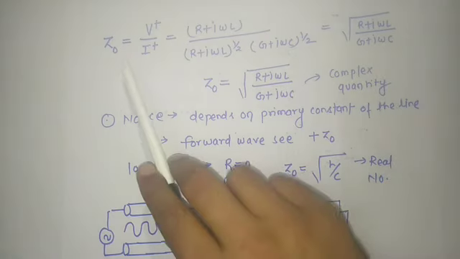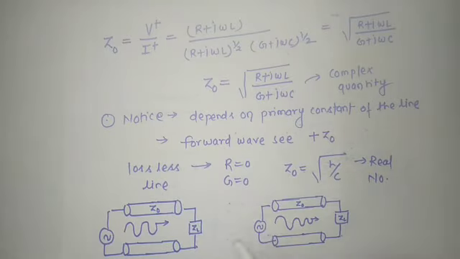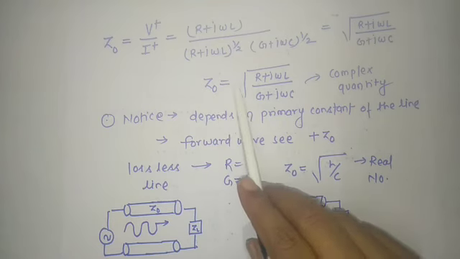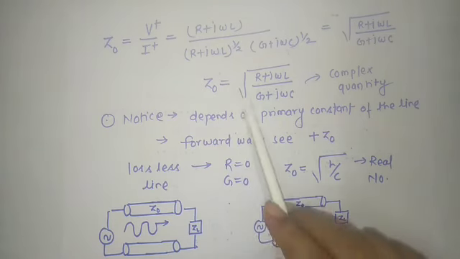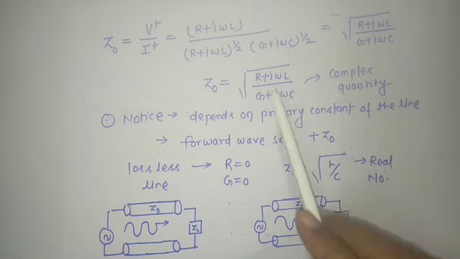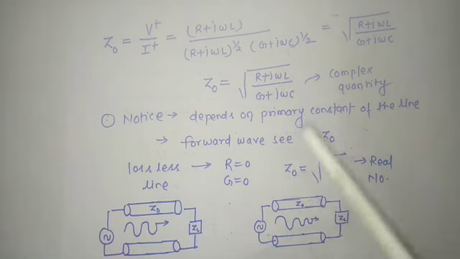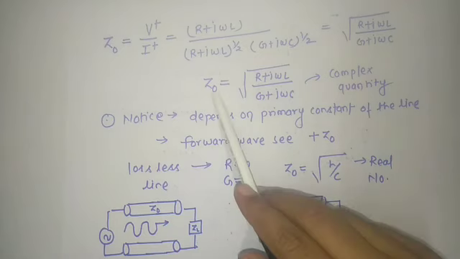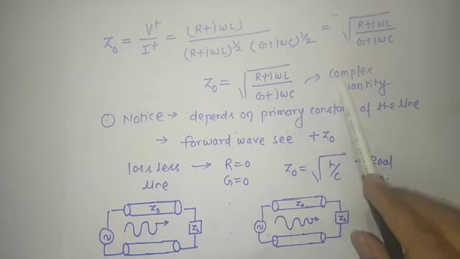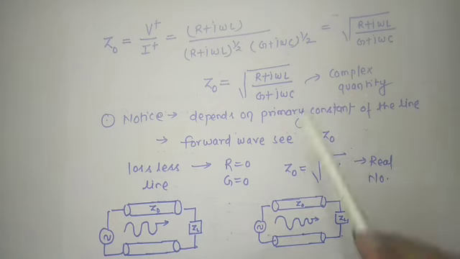From this equation you can say voltage upon current is nothing but an impedance. In this equation the impedance is positive, and you can see this impedance depends on the primary constants of the transmission line. Another thing you can say, it depends on the basic character of the transmission line. That's why we say it's a characteristic impedance, and this characteristic impedance is a complex quantity. Yes, it has some magnitude part, it has some phase part also.